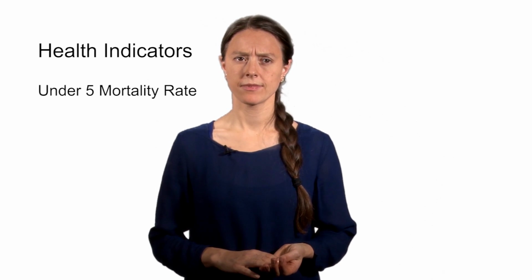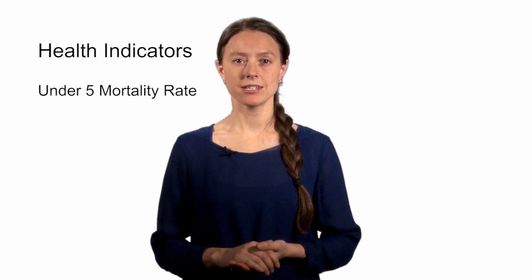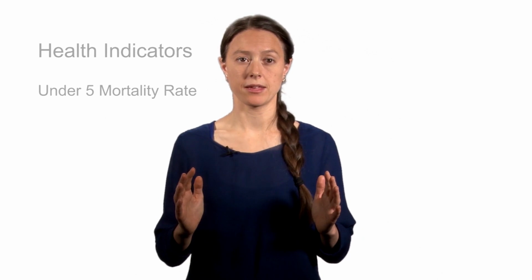Let's take the next indicator, under 5 mortality rate. First of all, as you hear, it is a rate, which means that there has to be a denominator. It has to be per something.